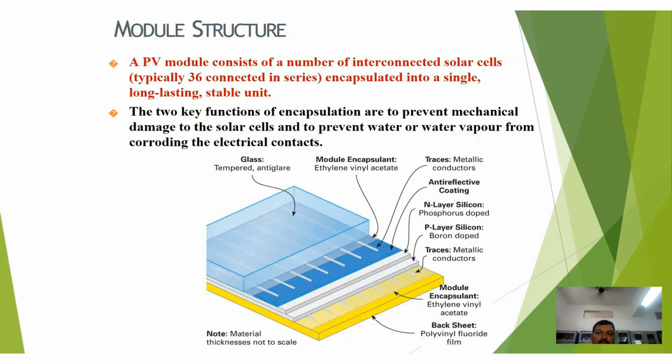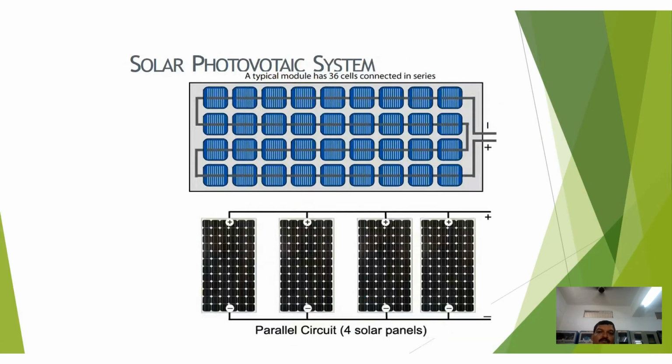So this is the module structure of a solar PV module. Typically 36 solar cells are connected in series, so that you can calculate the maximum current and maximum voltage that occurs in the solar PV array. This is the typical diagram of 36 solar cells connected in series. Here, 9 columns of 4 give 36 in total. You know that the output voltage is always DC voltage for solar.